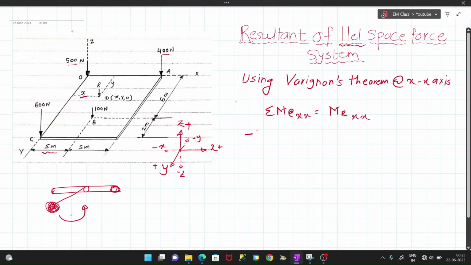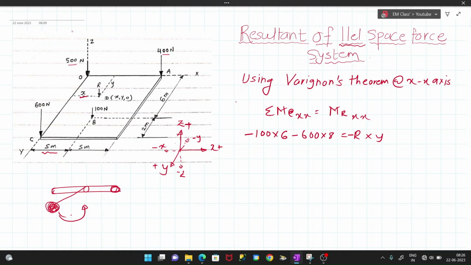So minus 100 into that distance, which is 6. Similarly, 600 is 6 plus 2, 8 meter away from the x-axis, and it is again creating an anti-clockwise moment like this. So it is minus 600 into the distance, 8 meter. The resultant has the same direction, so R is again minus here because of anti-clockwise moment, into y. So what is the answer coming?